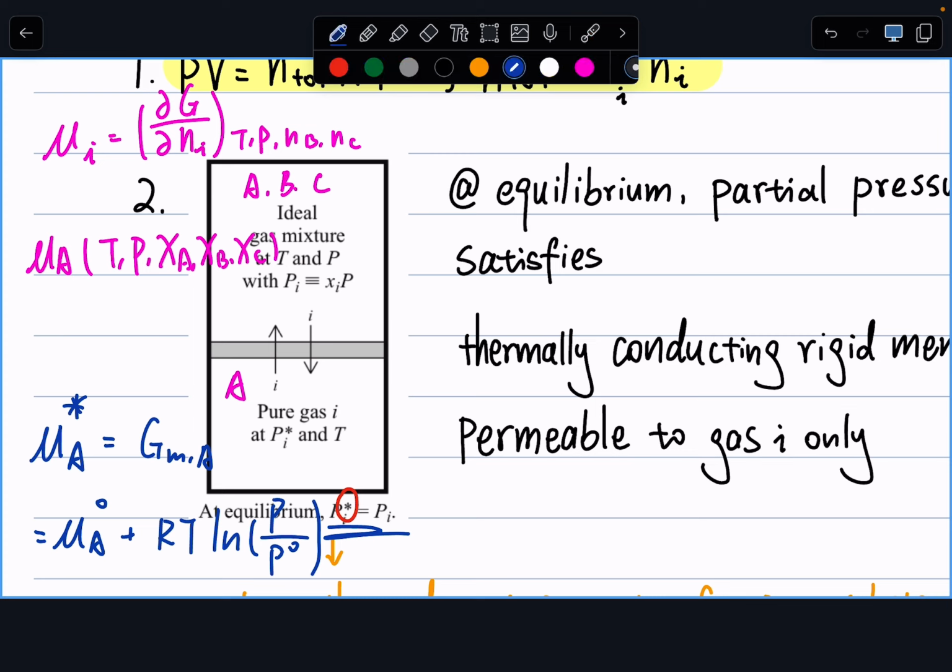Right, so they have the same chemical potential. That means the chemical potential of A in the top chamber, in the ideal gas mixture, must equal the chemical potential of A in the bottom chamber. And at material equilibrium, the pressure of A in the bottom chamber must equal Pi, the partial pressure of A in the top chamber, and that equals the mole fraction of A times the total pressure in the top chamber.